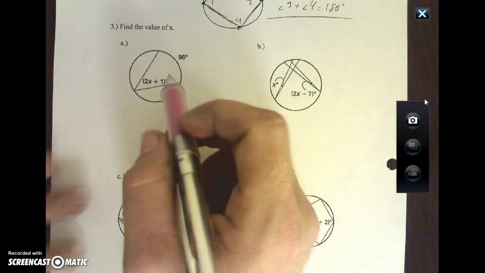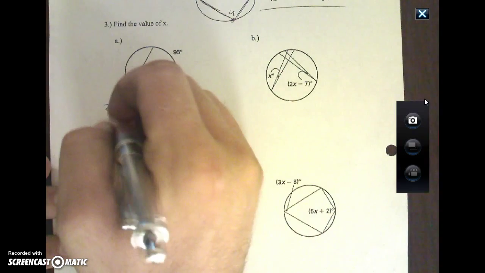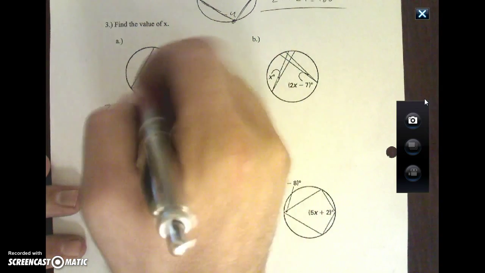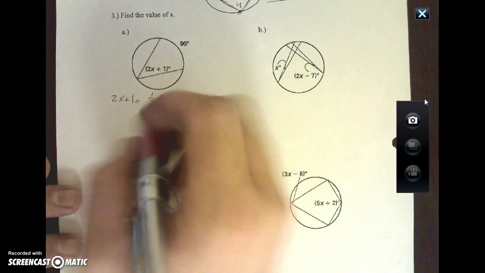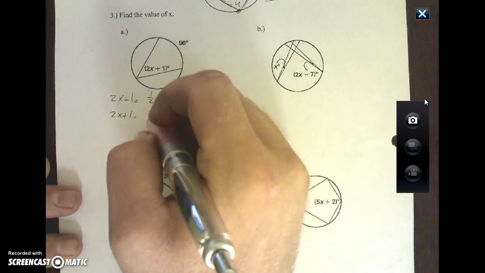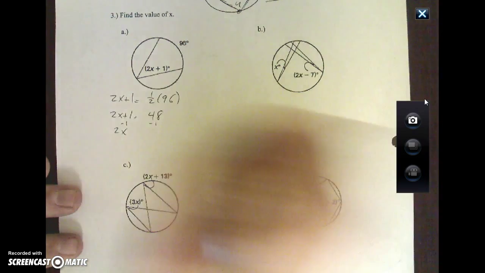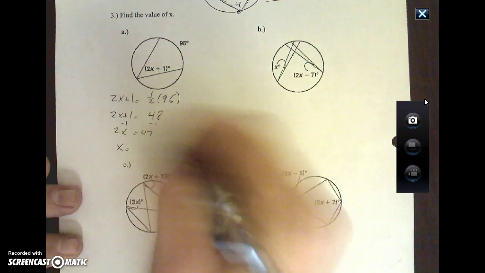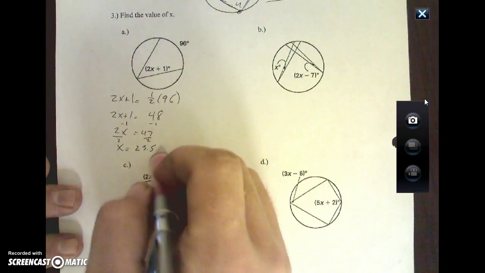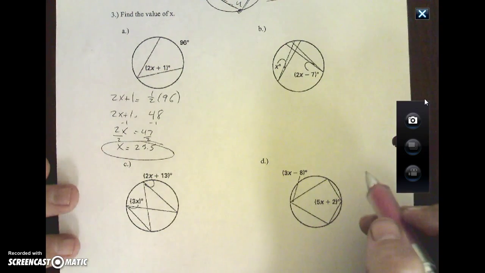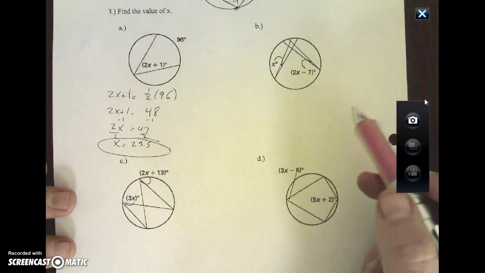All right, number 3. This is the same picture as before. This is an inscribed angle, so 2x plus 1 has to equal half of 96. If this confuses you seeing it like this, then what you can do is just take 96 divided by 2, which is 48. Subtract 1 over. Divide by 2. x equals 23.5. There we go. Again, don't panic when you see decimals. If you plug it back in, you should find that this equals half of that. It should equal 48.